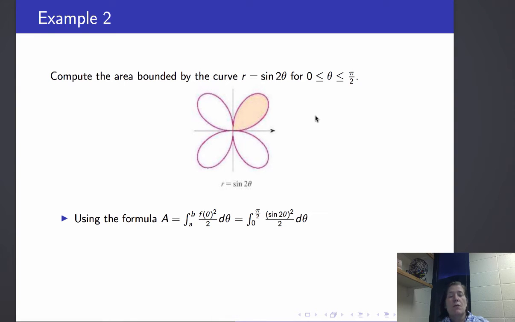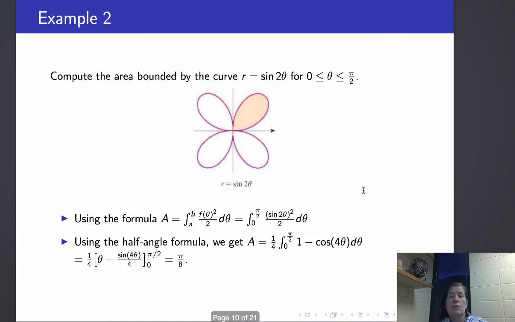So using our formula, the area of that petal is the integral from 0 to pi over 2 of sine 2 theta squared over 2 d theta. Of course, here f of theta is sine 2 theta. And we can use the half-angle formula for sine squared 2 theta. So sine squared 2 theta is 1/2 times (1 minus cosine of 2 times 2 theta), which is cosine 4 theta.